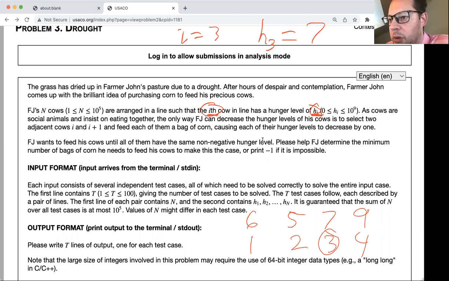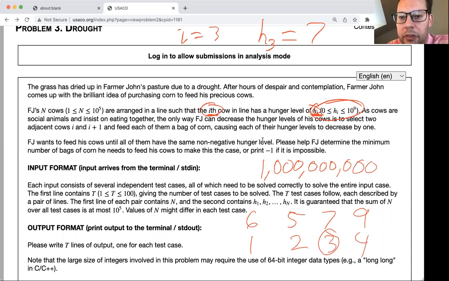The hunger level is going to be between 0 and 1 billion. This is an important thing to note, and we'll come back to why that's important later. But just for now, note that the number of cows is up to 100,000 and the maximum hunger level is 1 billion.